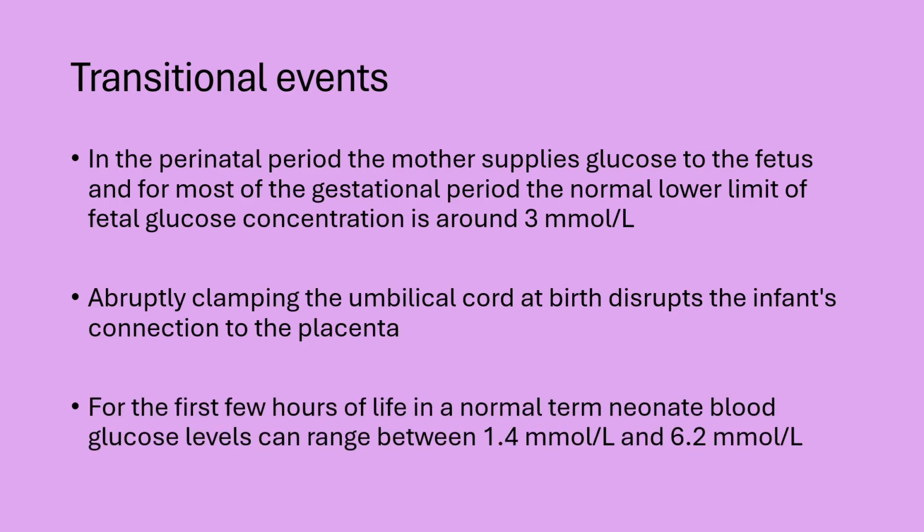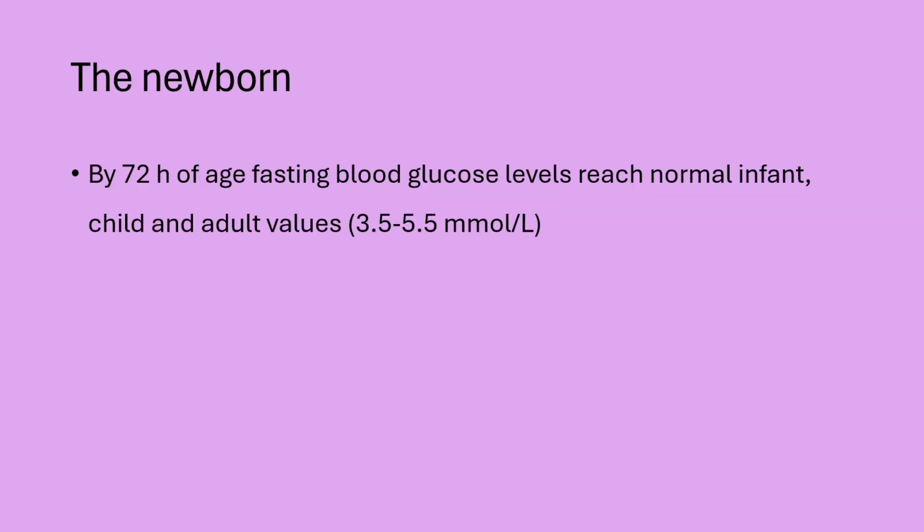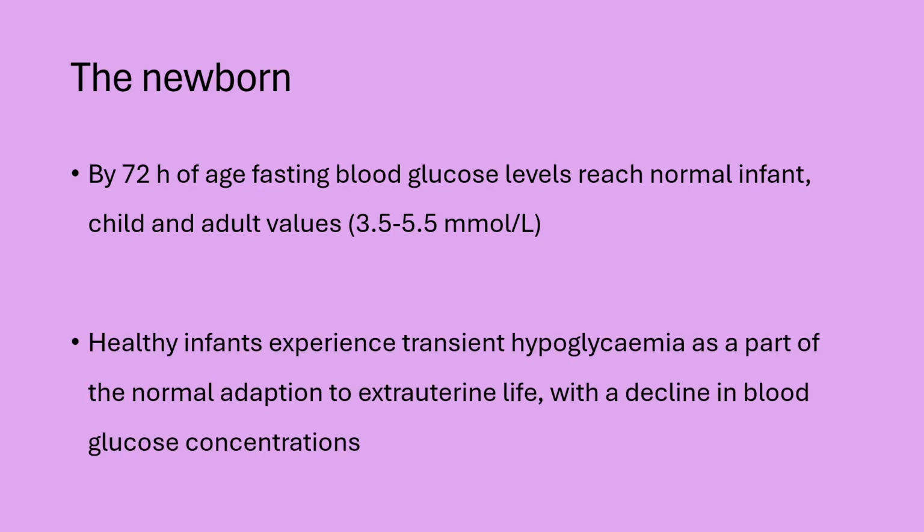For the first few hours of life in a normal term neonate, blood glucose levels can range between 1.4 millimoles per litre and 6.2 millimoles per litre. By 72 hours of age, fasting blood glucose reached normal infant, child and adult values. But normal healthy infants will experience transient hypoglycaemia as part of that normal adaptation to extrauterine life.